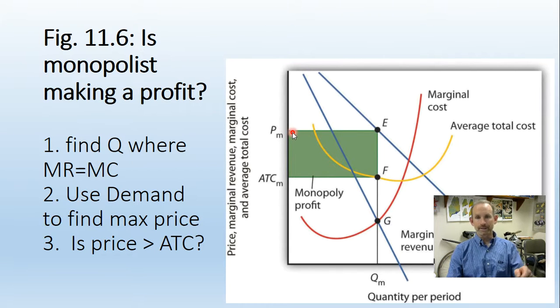Then you simply ask, is that price higher than their average total cost of production? And E here is way above F, so yes. So what that means is this difference is profit. Basically, that green rectangle shows you that this monopolist is making a profit. So that's how you use these curves to figure that question out.